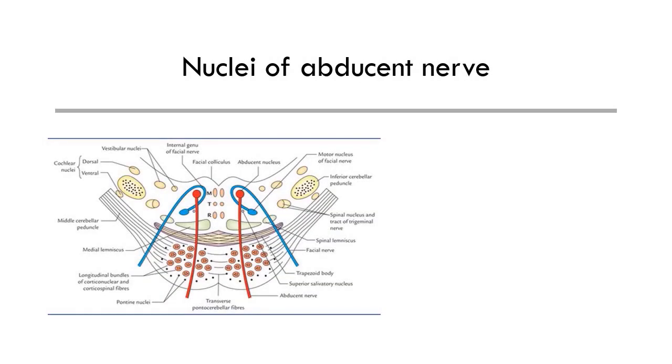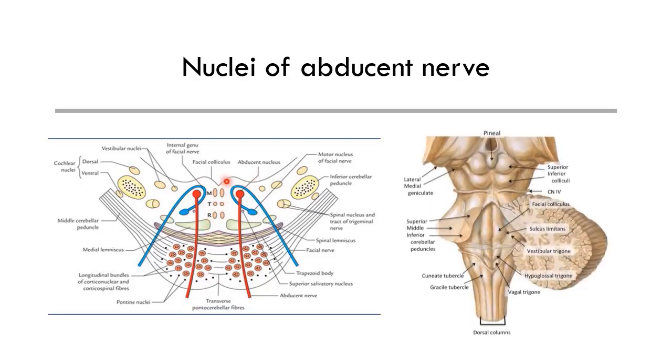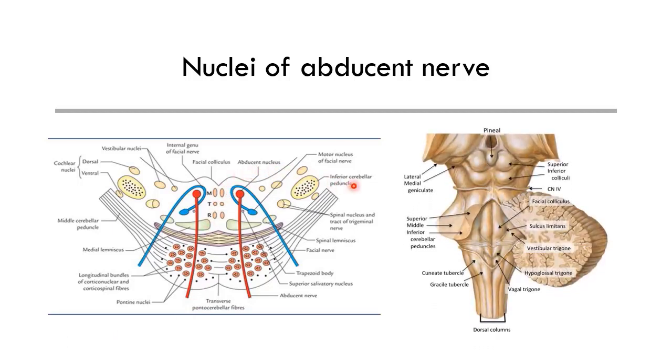This is transverse section of pons at the level of facial colliculus. Facial colliculus can be seen here at the dorsal aspect of the brainstem, in the floor of the fourth ventricle. The elevation of this colliculus is because of the arching fibers of facial nerve around the nucleus of abducent.